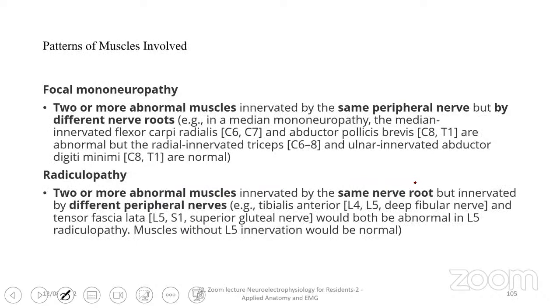There may be focal mononeuropathy or radiculopathy, and there may be a pattern of muscles involved. In mononeuropathy, 2 or more abnormal muscles are innervated by the same peripheral nerve but with different nerve roots. In median mononeuropathy, the median innervated flexor carpi radialis C6, C7, and abductor pollicis brevis T1 are abnormal, but the radial innervated triceps C6 to C8 and ulnar innervated abductor digiti minimi are normal.